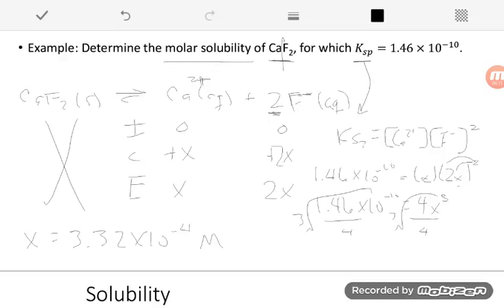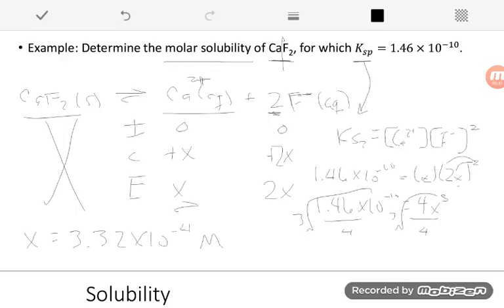Now, it's not obvious at first that this is the molar solubility, but if we go back and think about it, the molar solubility is the amount of the solid that dissolves. Well, there is a 1-to-1 ratio between the amount of solid that dissolved and this x we have here. So if 1 mole of calcium fluoride had dissolved, then we would have 1 mole being our x, because that's how much calcium fluoride we would have lost and how much calcium we would have gained.